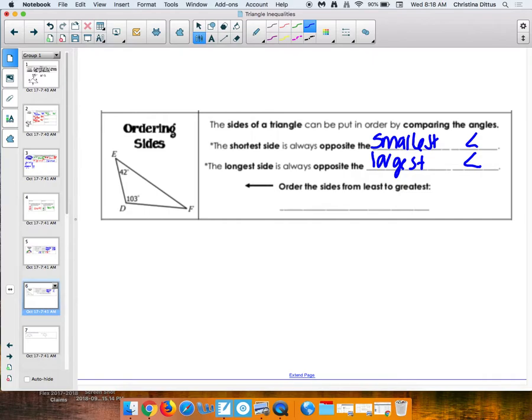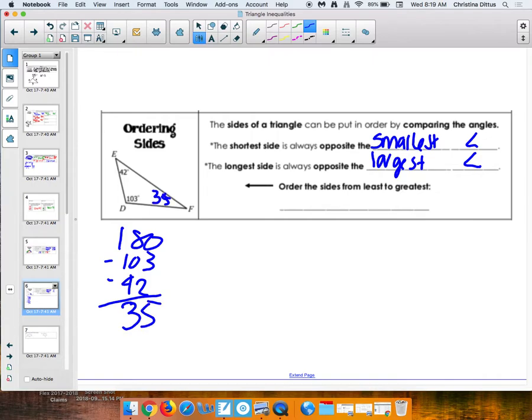So if I look at my picture, I know I got angles 103 and 42. How do I figure out my other angle? Good. Subtract from 180. So 180 minus 103 minus 42. What is the angle left to be? 35. So this is 35.